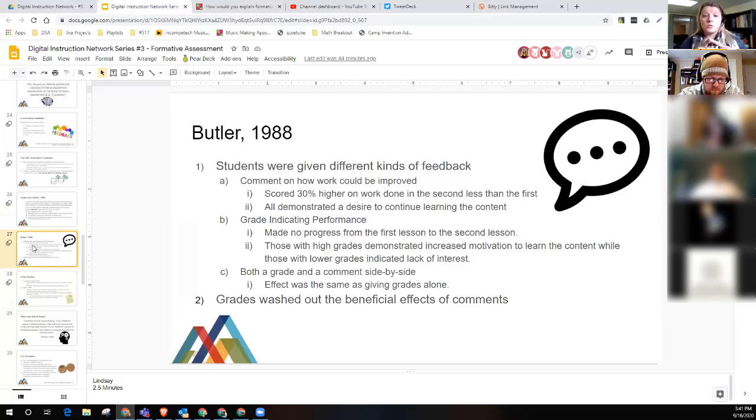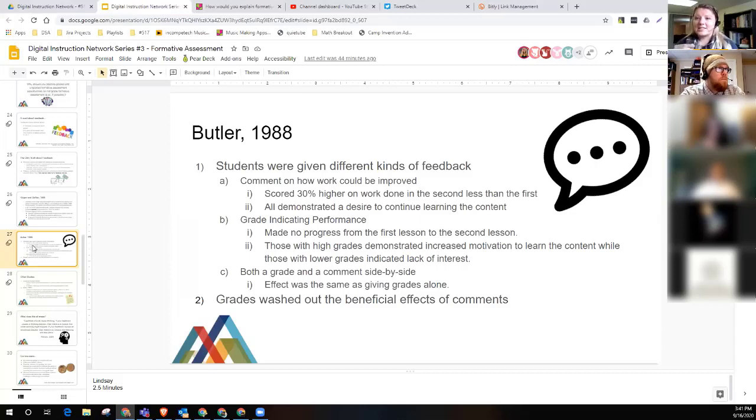Some of the groups were given a comment on how their work could improve. Some were given just a grade indicating their performance. And then the third group was given a comment and a grade side by side. Students took the test again, and the results were a little surprising. Students that were given a comment scored 30% higher on average on their second attempt than on their first.